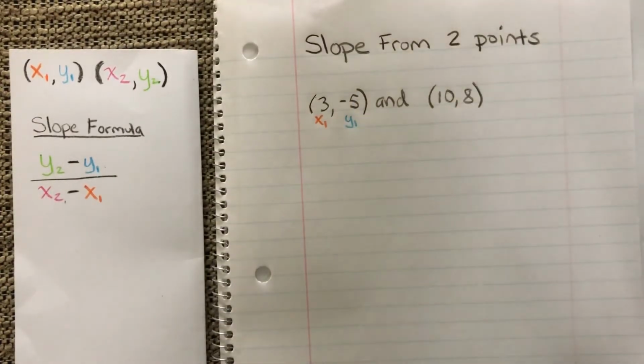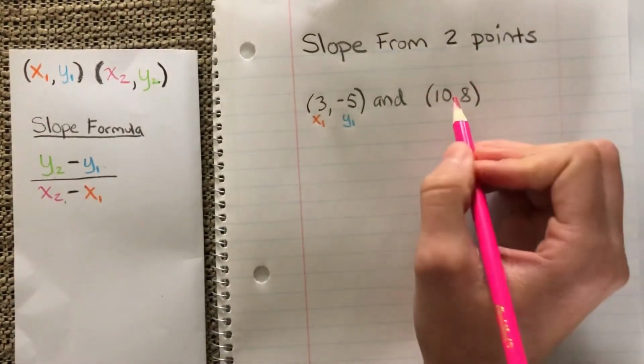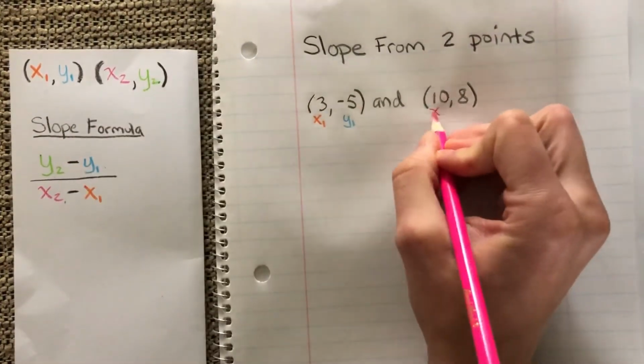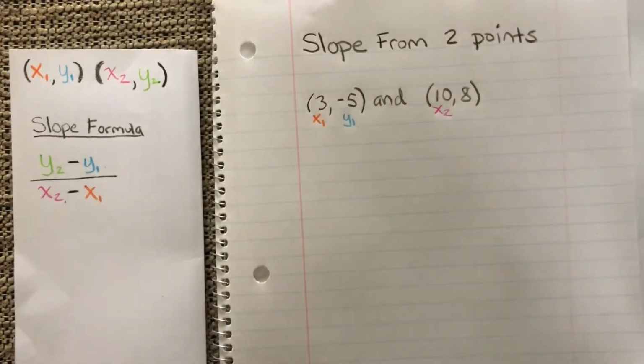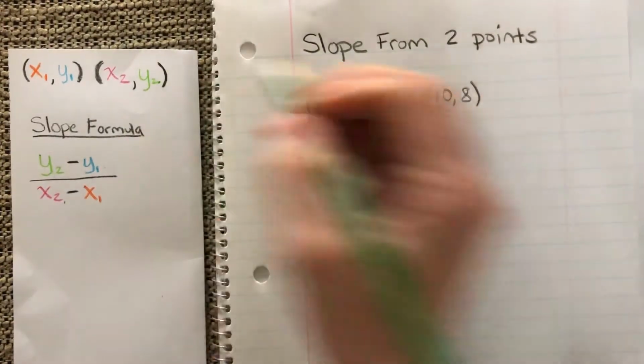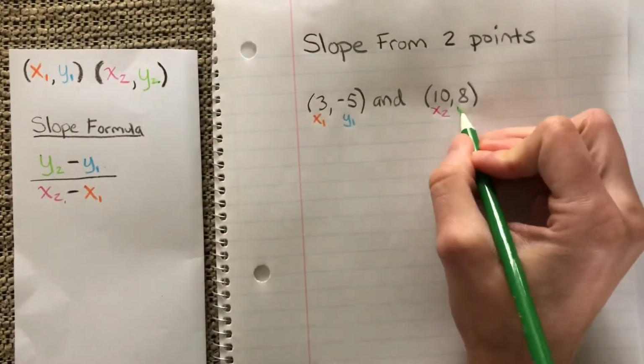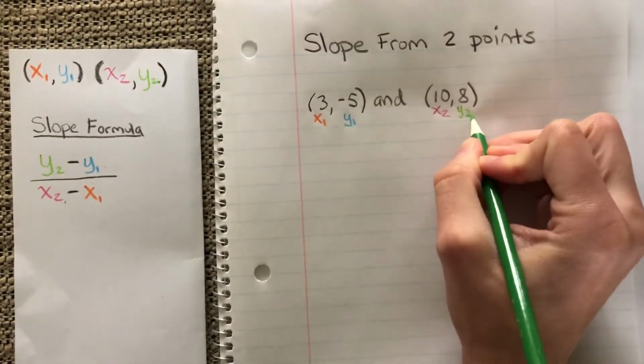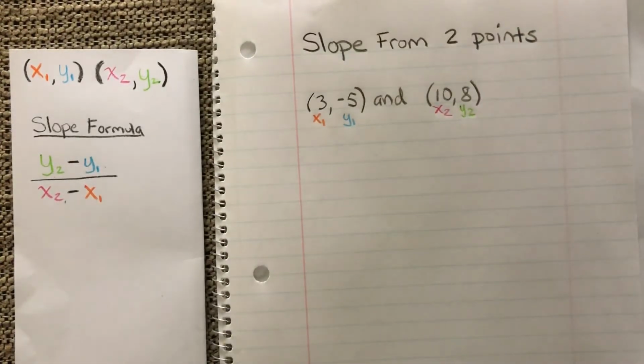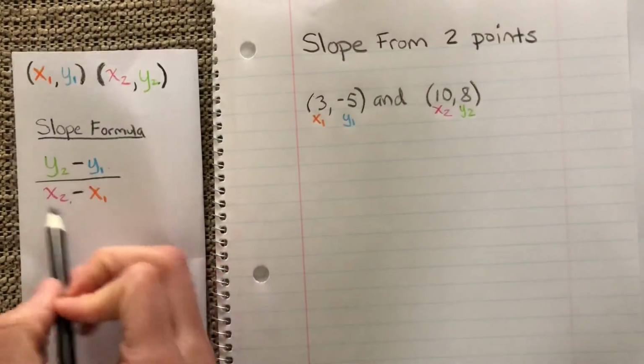Then we move to our second point. The second point on our line represents our x2, right? So 10 is our x2 value, and 8 is representing our y2 value. So now that we've identified which number represents which coordinate, I'm going to be inputting that into my slope formula.